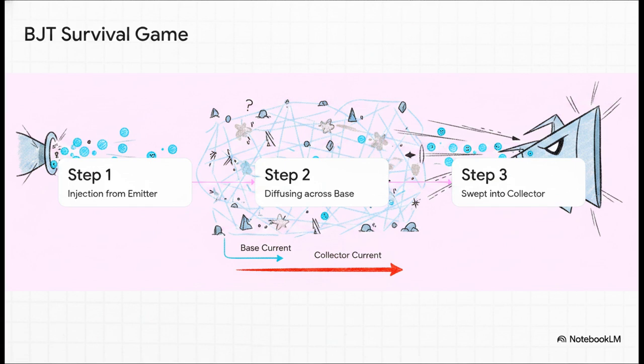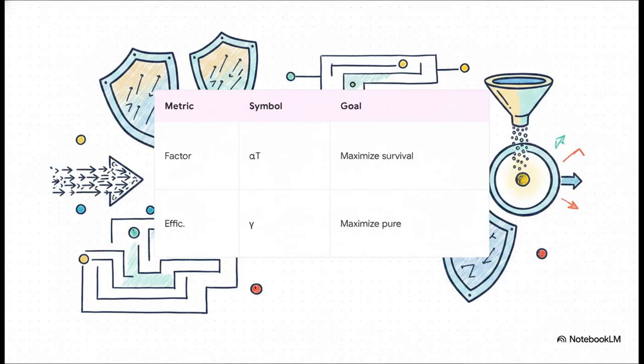Step 1, carriers are injected from the emitter. Step 2, they have to cross this treacherous, ultra-thin region called the base using absolutely nothing but random thermal diffusion. If they manage to survive that crossing without recombining, we get to step 3, where they are aggressively swept into the collector. This process is exactly how a tiny little input current at the base can control a massive output current at the collector.